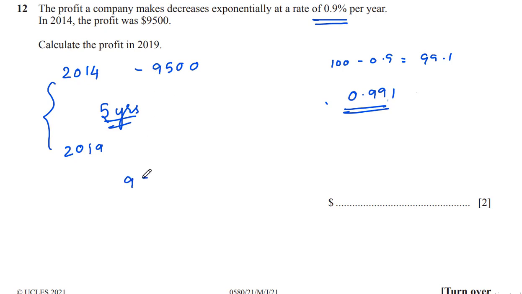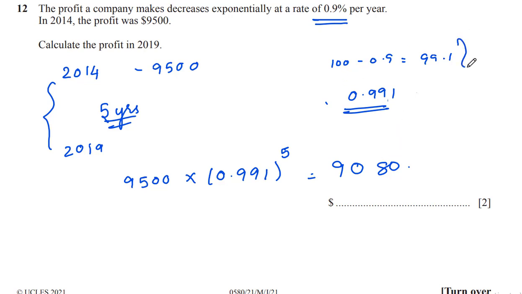So, 9,500 times what is the multiplier? 0.991. And how many years is it happening? For 5 years. If you just put this in your calculator, you will get the answer as 9080. So in 2019, your profit would be 9080.